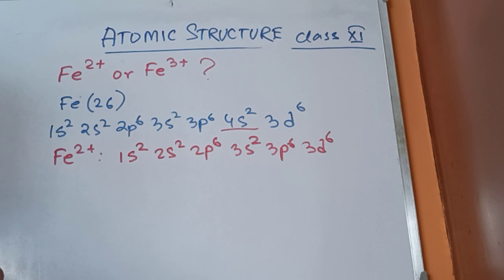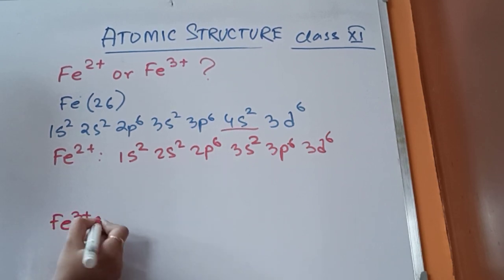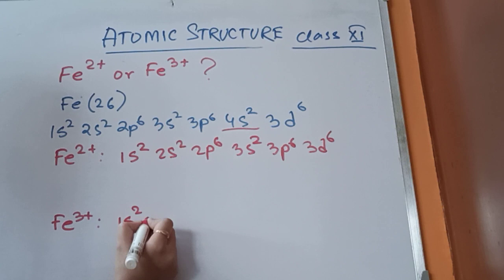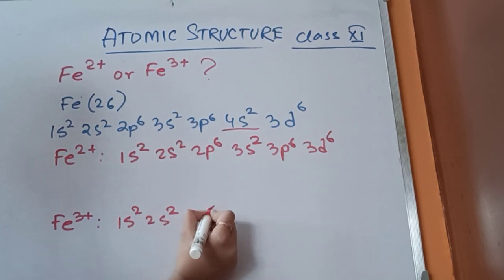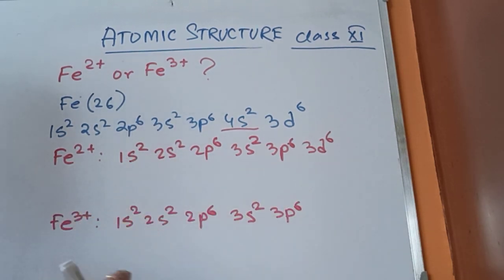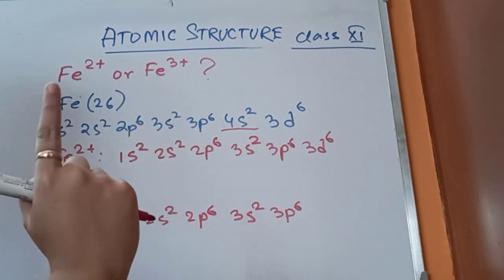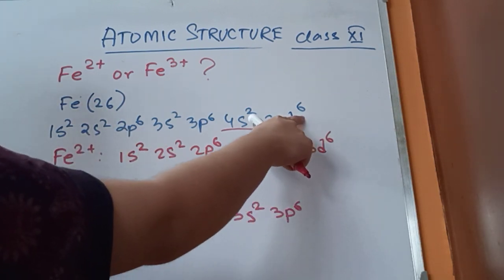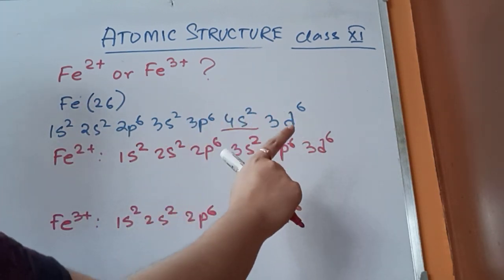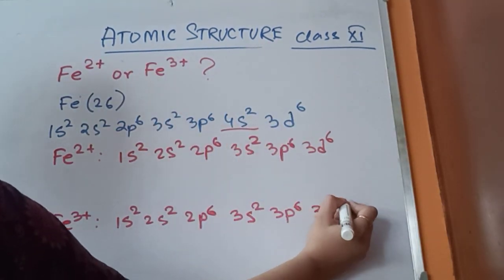Now if I consider Fe3+, then 1s2, 2s2, 2p6, 3s2, 3p6, and see that 3+ means 3 electrons need to be removed and we have only 2 electrons in the 4s. So 2 electrons from the 4s will be removed, and 1 more electron will be removed from the 3d. We will get 3d5.